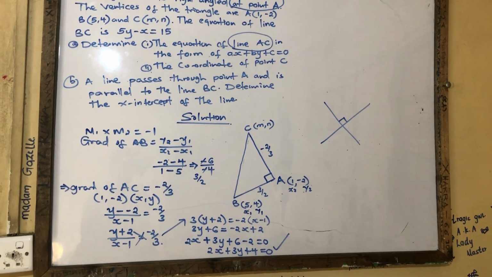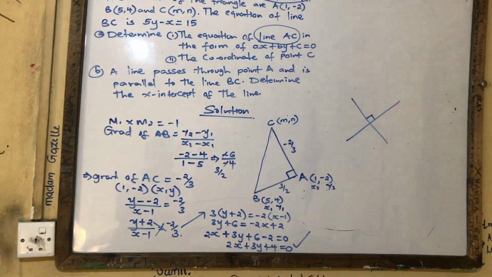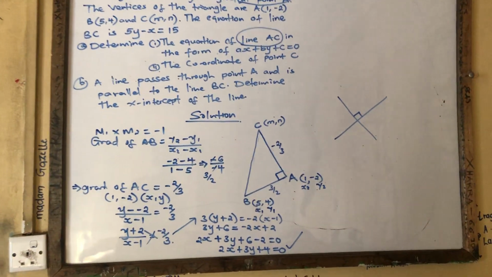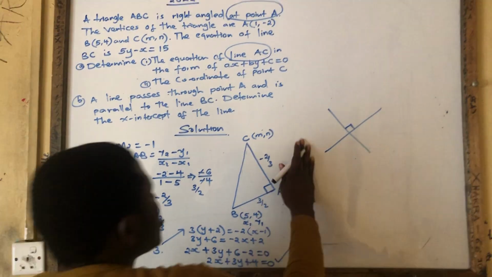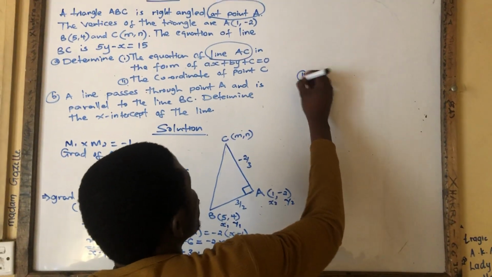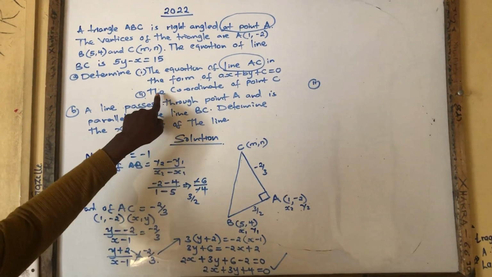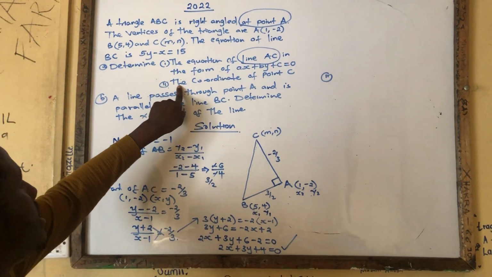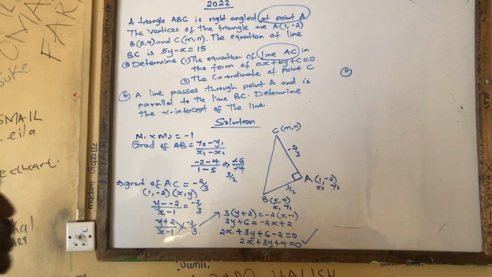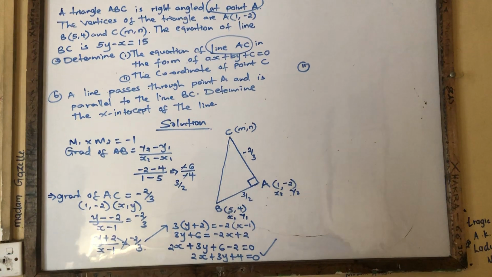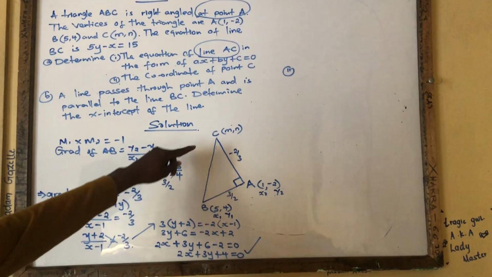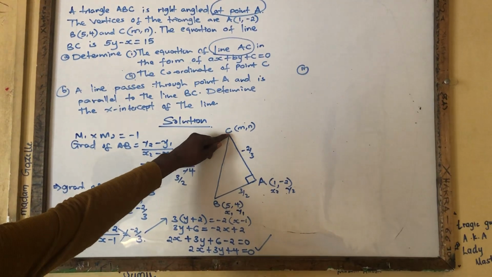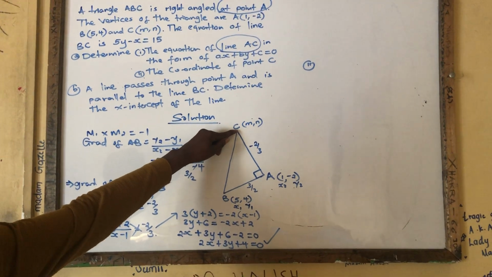This one now takes us to the part B. What do we have in the part B? Not part B, but part A, Roman 2. In the part A, Roman 2, you are being asked to obtain the coordinate of point C. You are required to find the coordinate of point C. How do we obtain the coordinate of C?